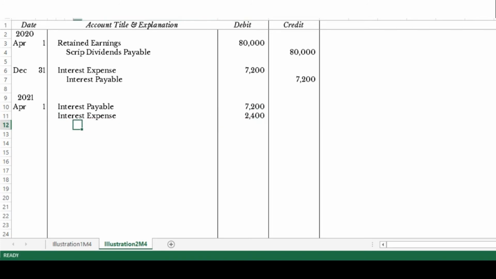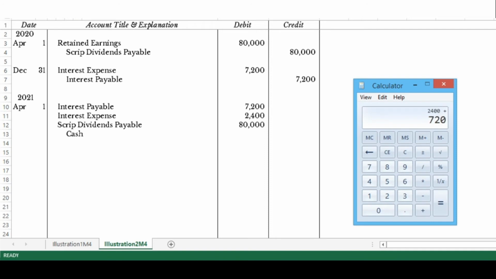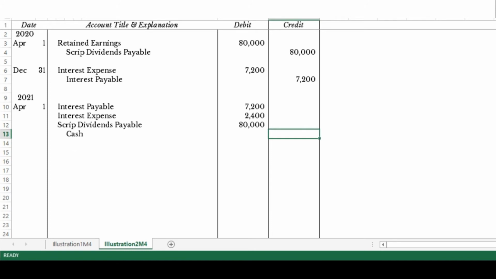After that, of course, we will now debit yung ating scrip dividends payable amounting to 80,000. And we will credit cash for the total of 2,400 plus 7,200 plus 80,000. So that would be 89,600. Okay, so please note na hindi po natin sa scrip dividends payable nire-record yung interest. It is recorded at a separate interest payable account. So that's it for our second illustration.